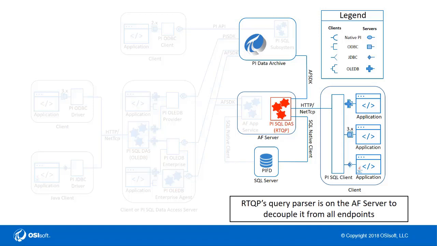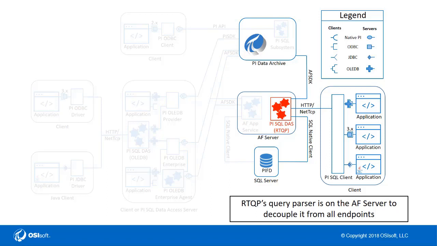This change also allows the OLEDB endpoints to be decoupled from the query processor. This is something that the ODBC and JDBC drivers could do. However, the OLEDB endpoints, given that they were connected to the query processing for PI OLEDB Provider and PI OLEDB Enterprise, had to reside on the same machine for the application and the query processing. With PI SQL DAS RTQP, we no longer have to do that for OLEDB applications.